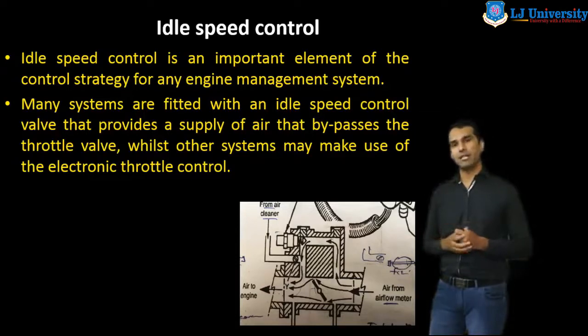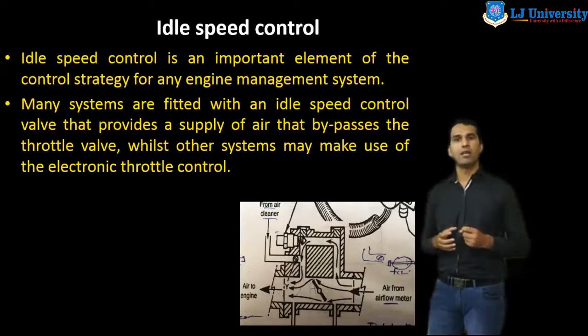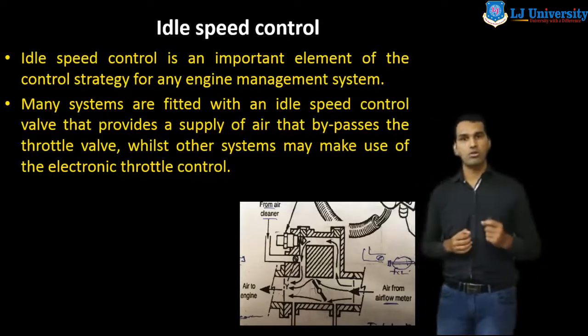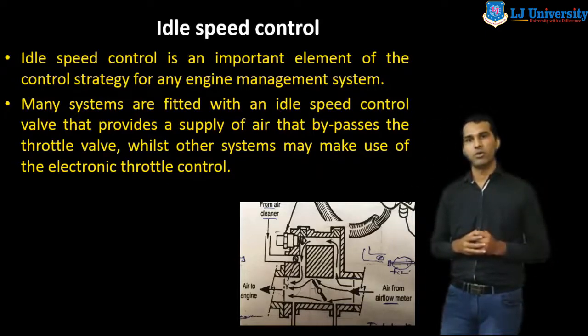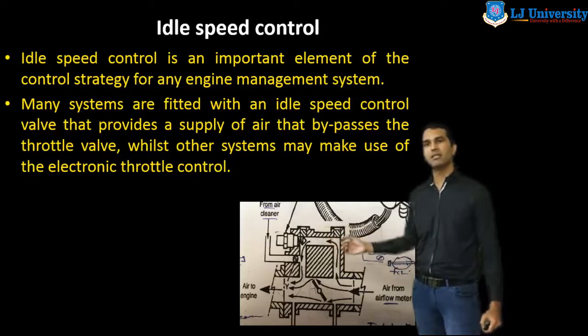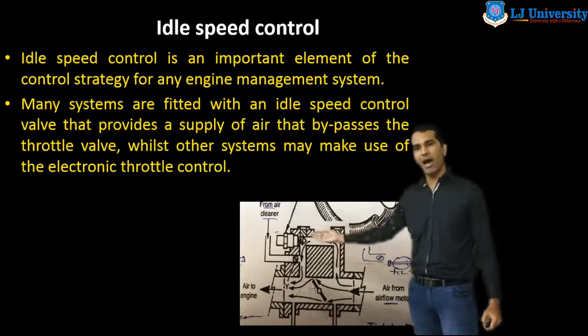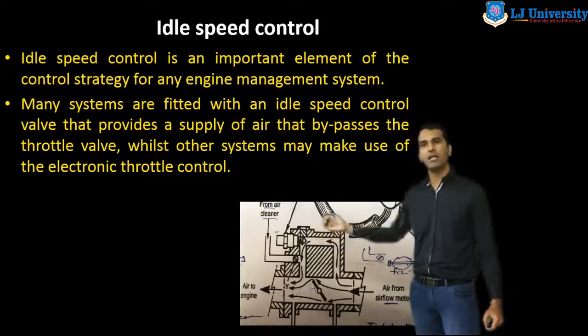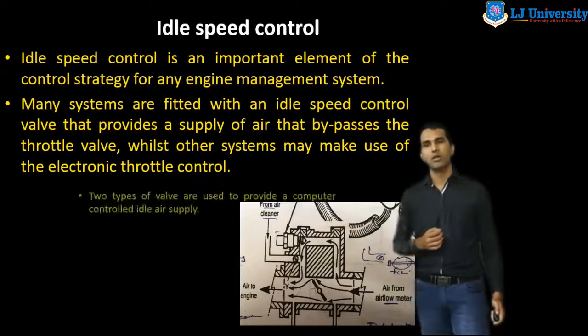But in practice, when the accelerator is not pressed by the driver, the engine is still in the working position. So air enters the engine with the help of this second passage, and this passage is the idle speed control passage. Air enters from this passage, and this is the valve. This is the idle speed control valve.